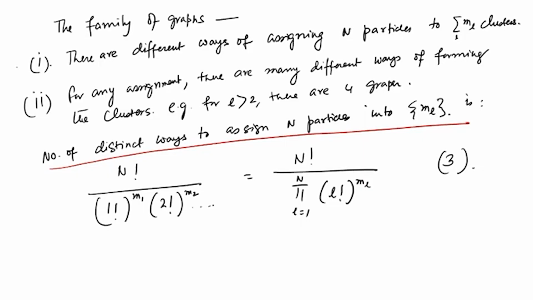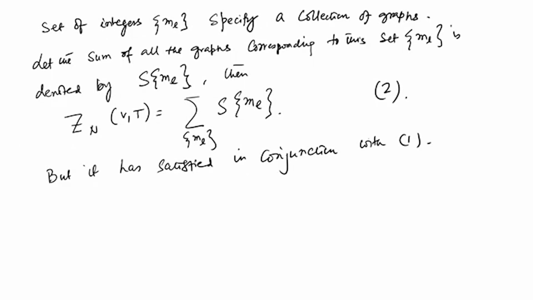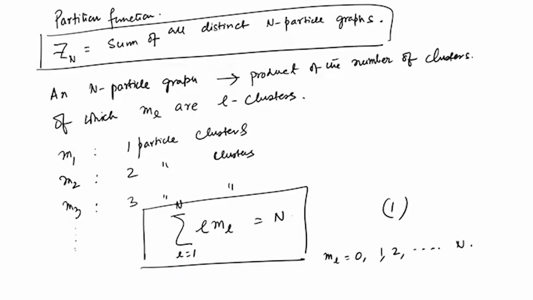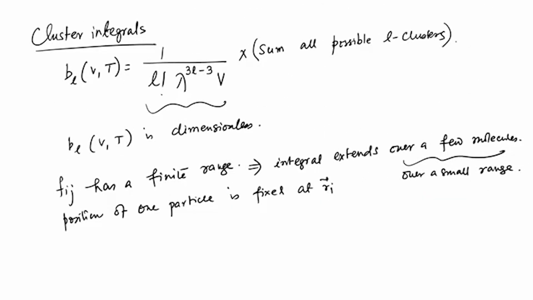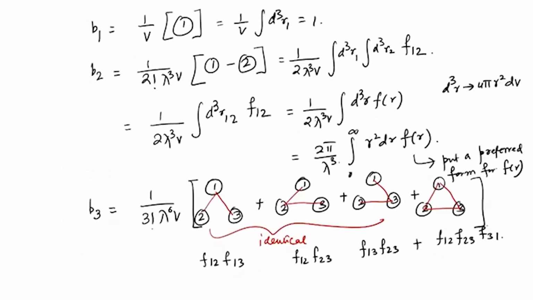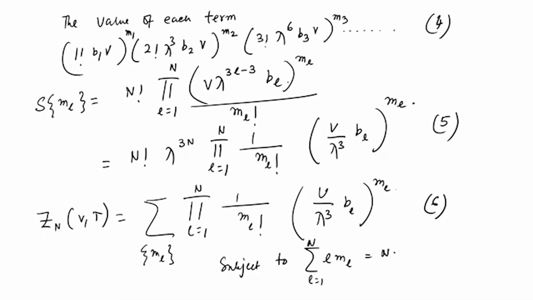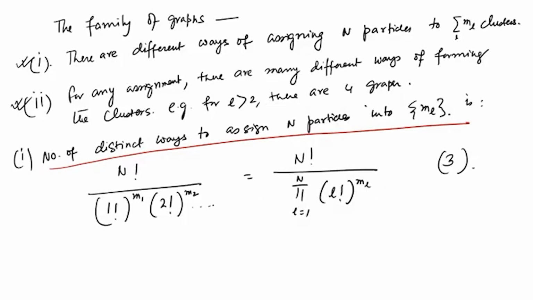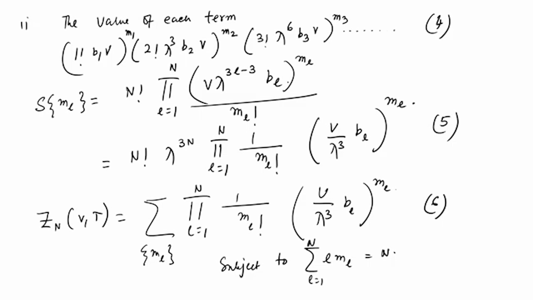Okay. So, I hope the intention is clear and the calculations are clear. It involves really 2 steps to be correctly found out, and these are the 2 steps. This is step number 1, that is finding out the distinct ways to assign n particles into the various kinds of clusters, and then of course, number 2 is what are the values of all these clusters and so on. So, the values of each term is what is important. Okay. So, this is the next important thing.